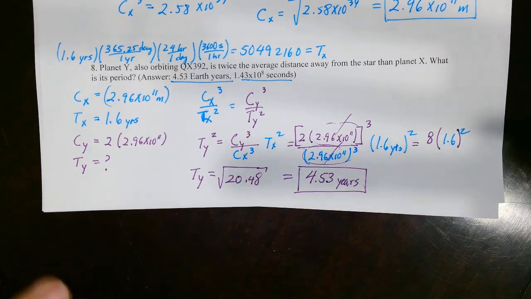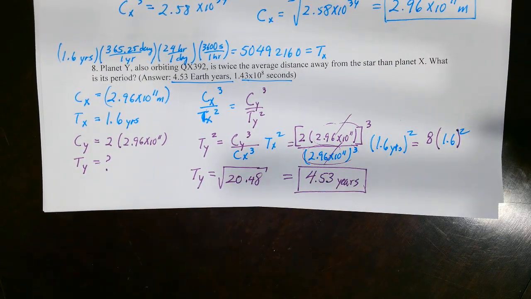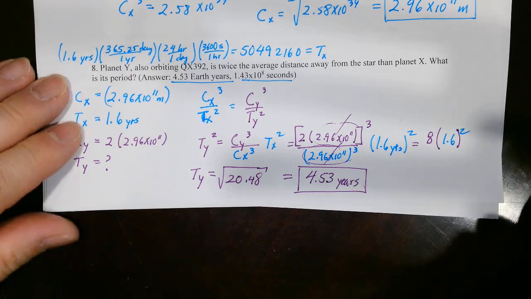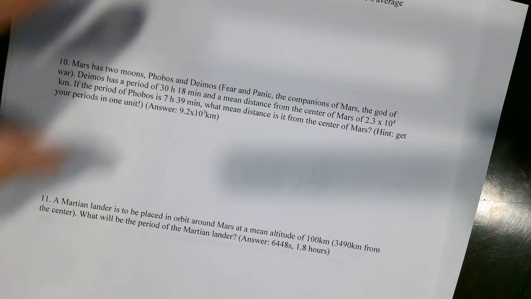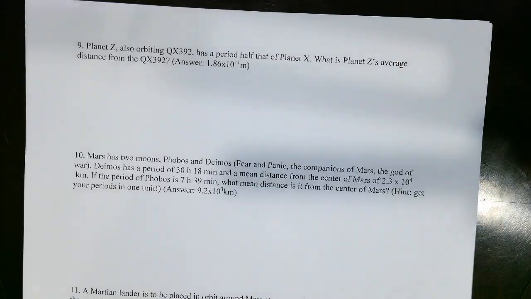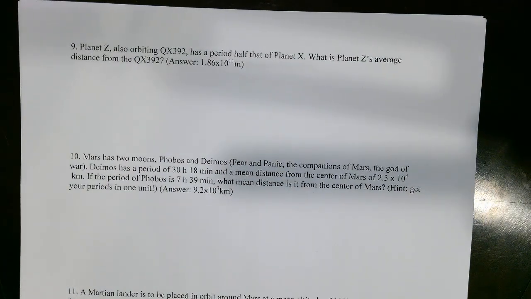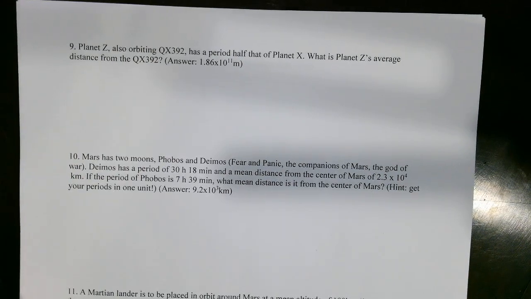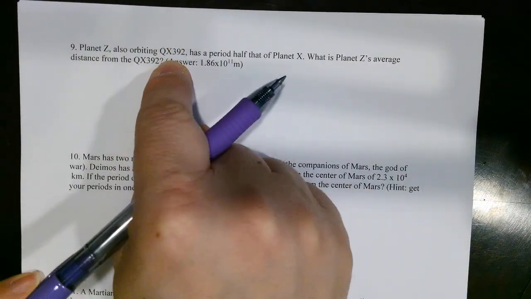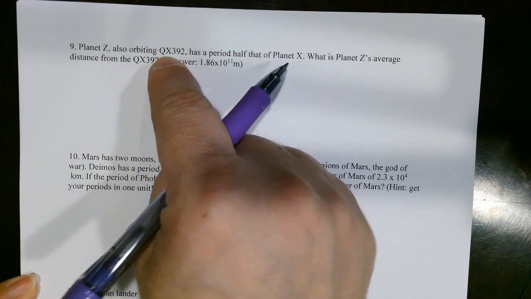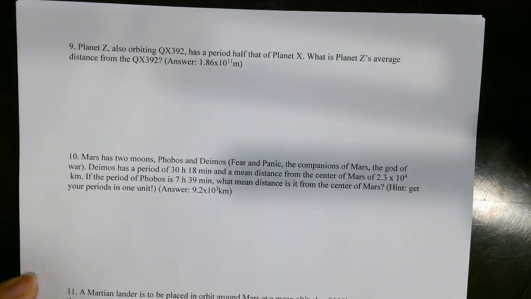All right. Now let's take a look at number 9. Okay, number 9. Planet Z, also orbiting the same central mass, the star QX392, has a period half of that of planet X. What is planet Z's average distance?